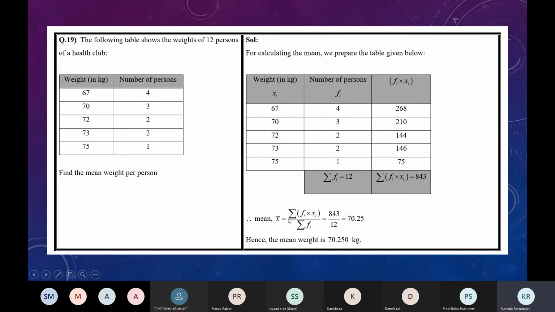So this is the formula used to find the mean for an ungrouped frequency distribution. Sigma Fi Xi by sigma Fi. So 843 by 12, which is 70.25. So the mean weight is 70.25 kgs. 250, you understand, no? 250 grams. You can leave it as 70.25 also.